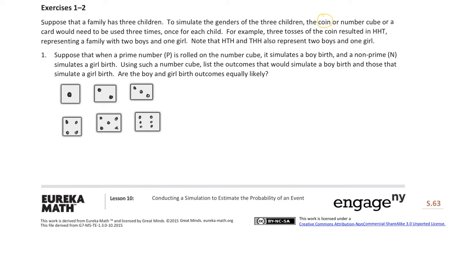Now here's what we need to do. We need to label whether or not they are prime numbers or non-prime numbers. So 1 is a non-prime, 2 is a prime, 3 is a prime, 4 is a non-prime, 5 is a prime, and 6 is a non-prime. Now, by drawing our dice, are the boy and girl birth outcomes equally likely? Yes, they are, because we have 3 out of 6 sides for the girls and 3 out of 6 sides for the boys.